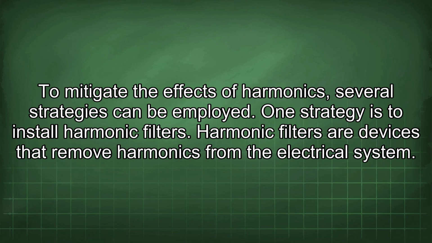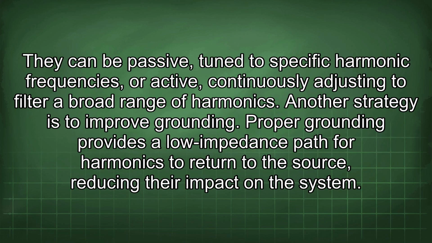To mitigate the effects of harmonics, several strategies can be employed. One strategy is to install harmonic filters. Harmonic filters are devices that remove harmonics from the electrical system. They can be passive, tuned to specific harmonic frequencies, or active, continuously adjusting to filter a broad range of harmonics. Another strategy is to improve grounding. Proper grounding provides a low impedance path for harmonics to return to the source, reducing their impact on the system.